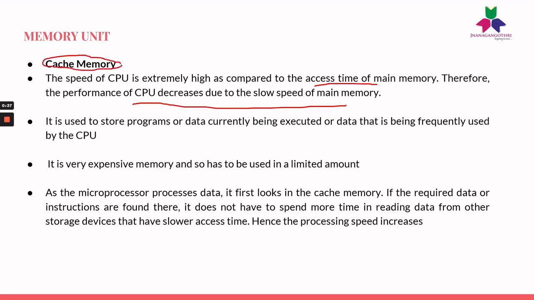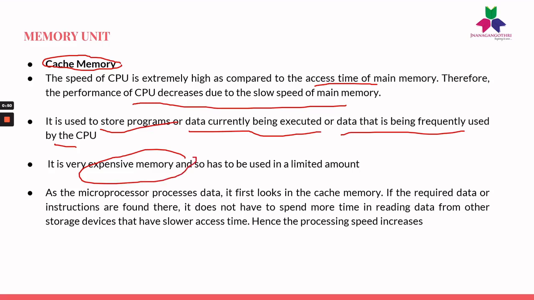What do we use this cache memory for? It is used to store programs or data currently being executed or data that is being frequently used by the CPU. This is a very expensive memory and also has to be used in a limited amount. This cache memory has a much faster access time than our conventional RAM. So that is why it is used to store data that is currently being executed or data that is frequently used by the CPU.